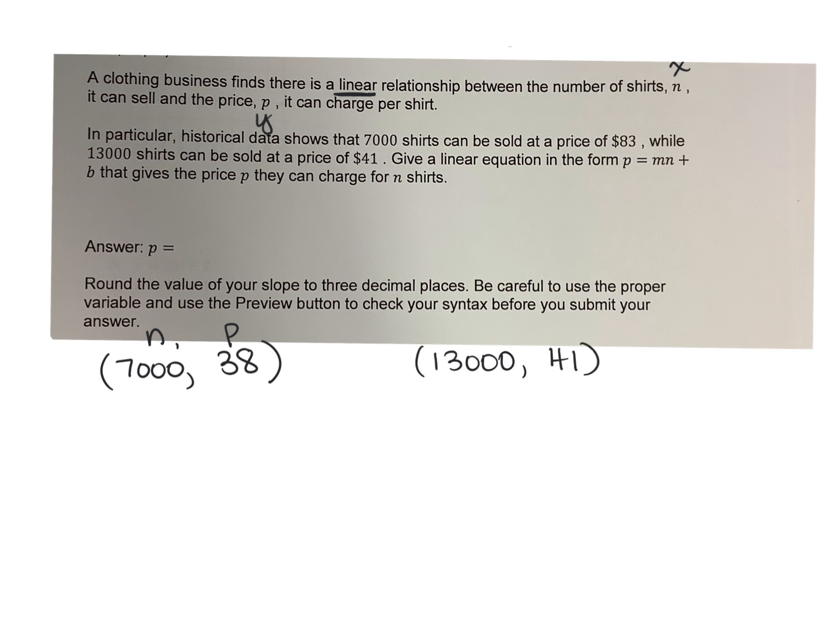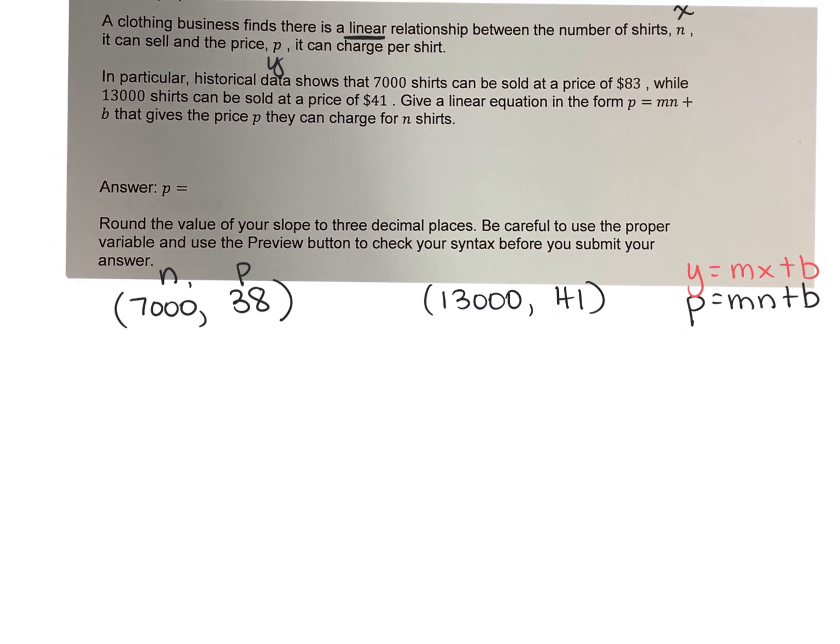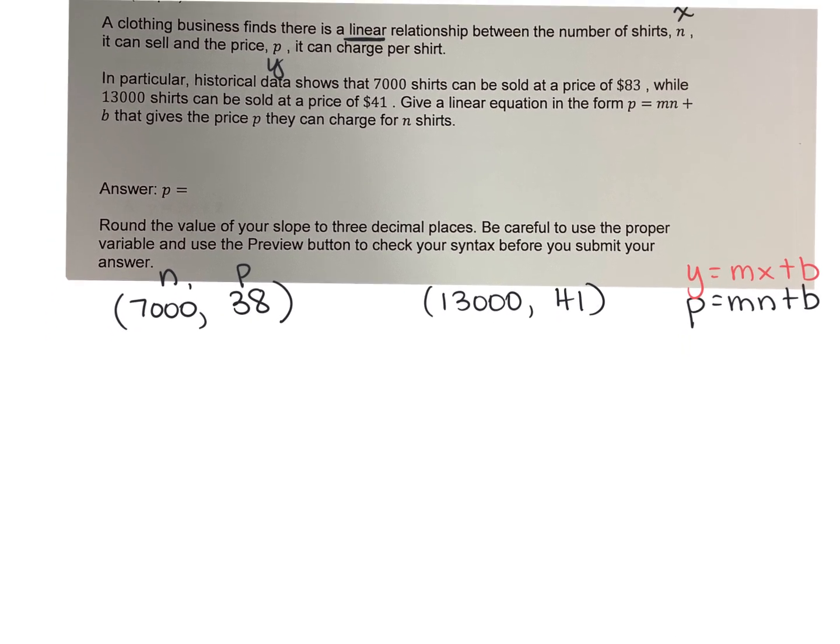Okay, so you've got that same scenario going on, and it wants us to come up with this equation in the form P is equal to MN plus B. All right, and just like I've been doing through this whole process, that just means Y equals MX plus B. So I'm finding the exact same thing. It wants me to come up with an equation. Now, I want to note something, and I'm going to highlight it here. Round the value of your slope to 3 decimal places.